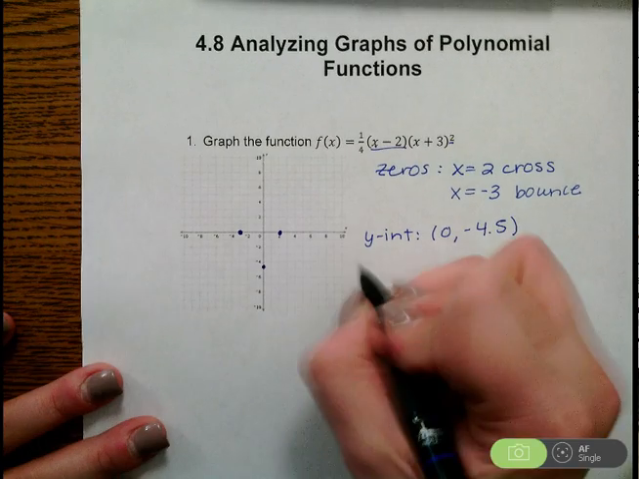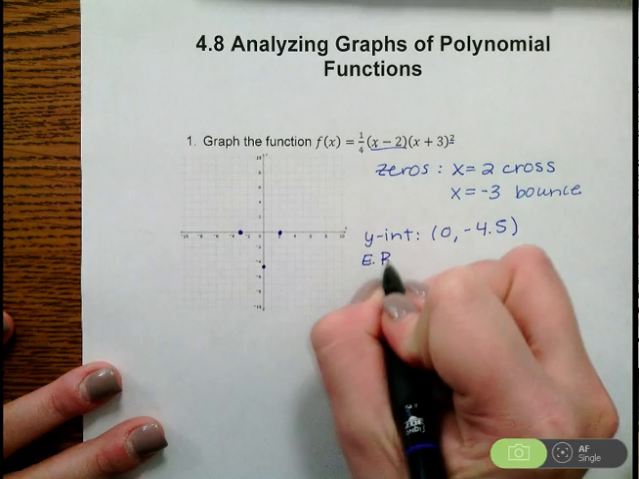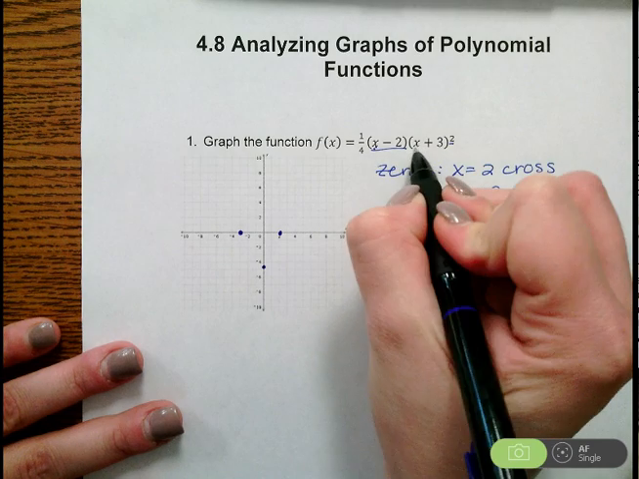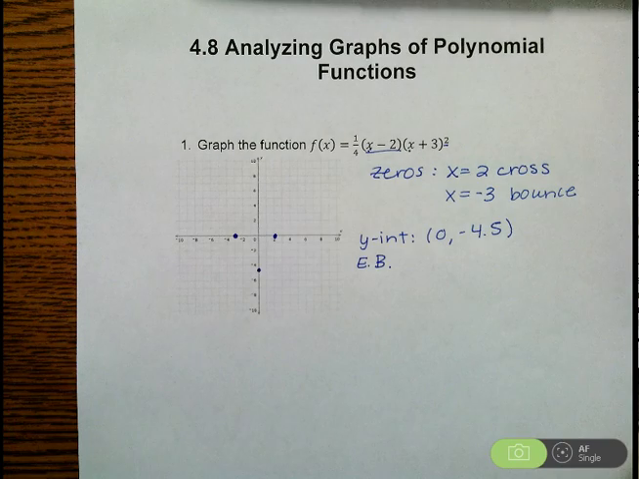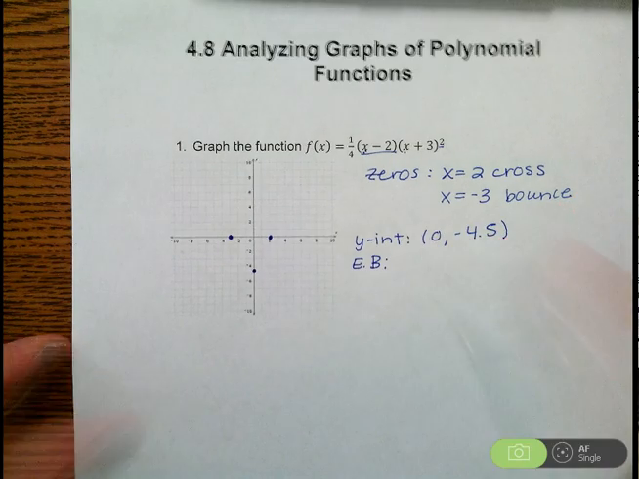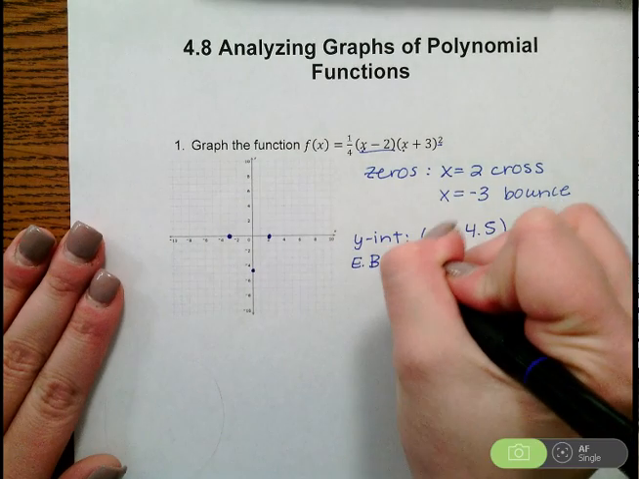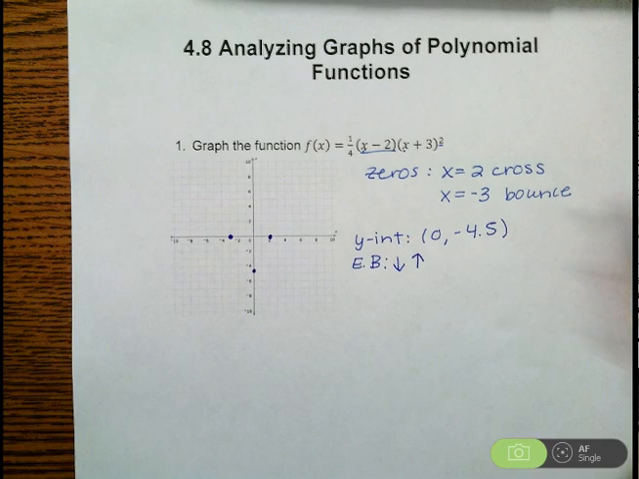Let's talk about end behavior. We've got a degree 3 because there's one x here and two there, so it's a third degree polynomial. That means we're going in opposite directions, and our leading coefficient is positive. So that means we're going to go down, then up with our arrows.